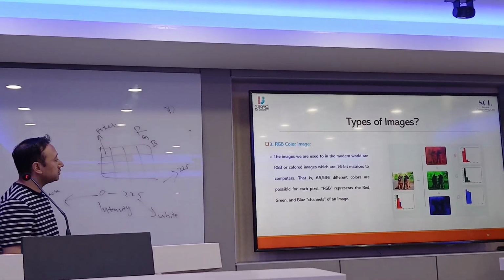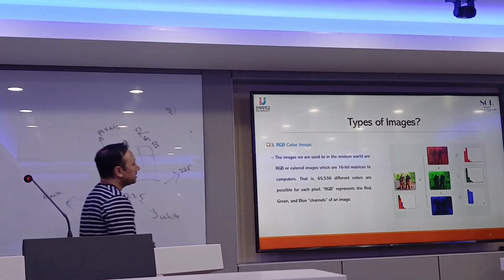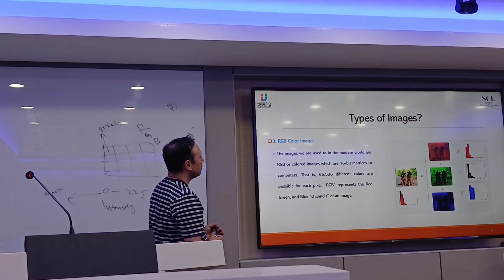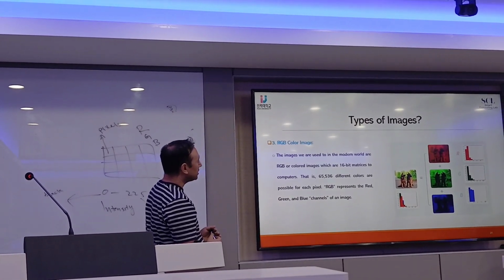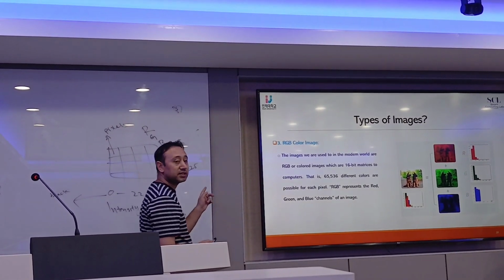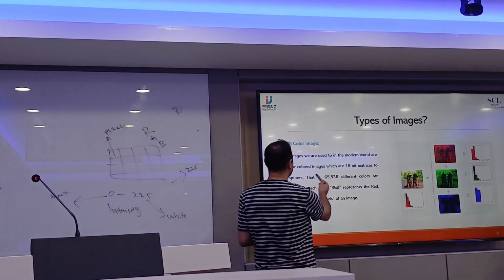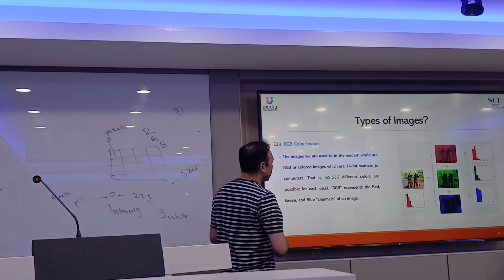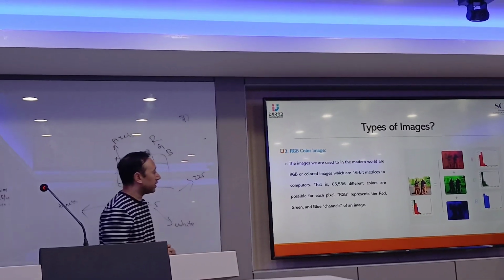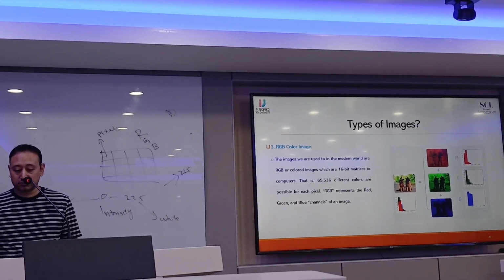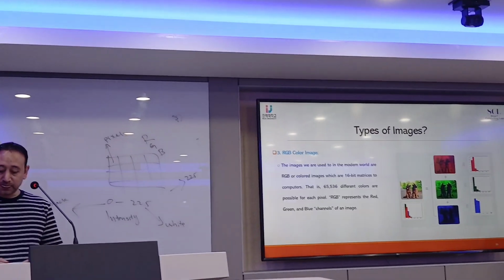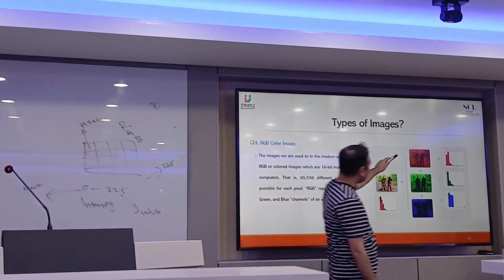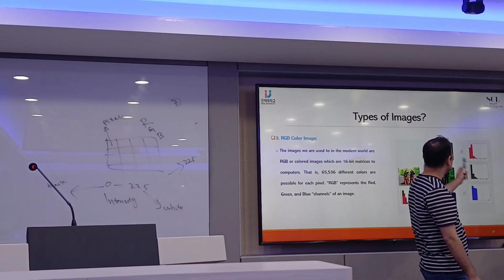RGB image. RGB images we are used to in the modern world are color images which are 16-bit. That was 8-bit and this is 16-bit images to computers. There are 65,536 different colors possible for each pixel. So you can see for 3 channels RGB, and this is the histogram of each channel.